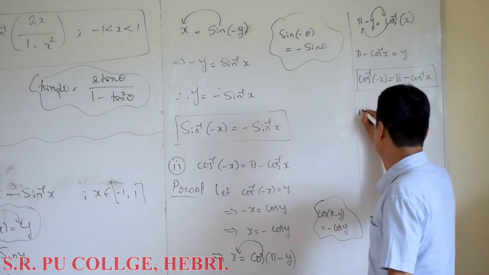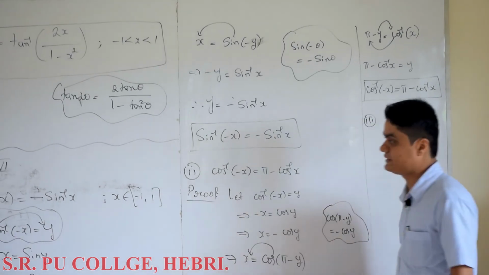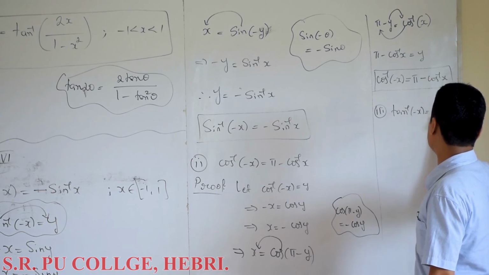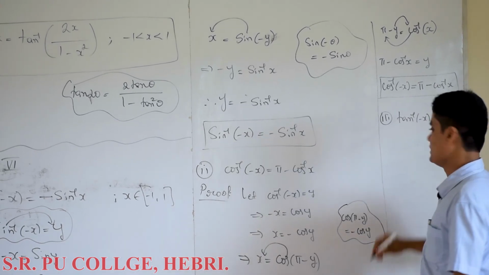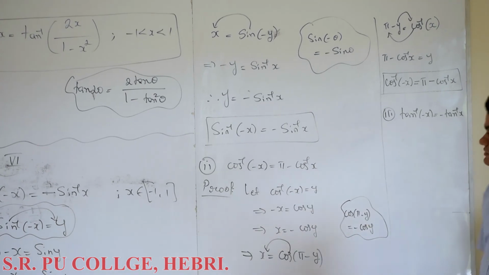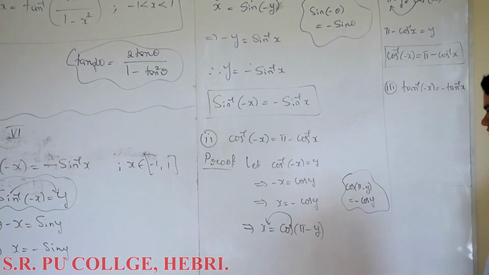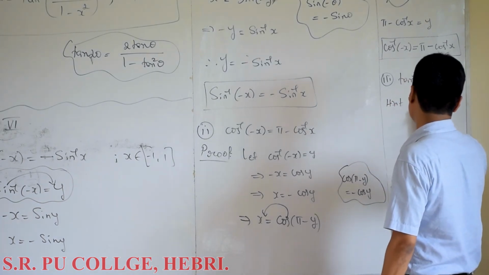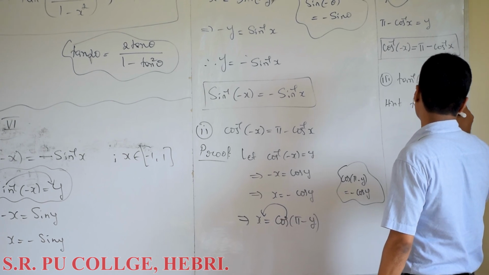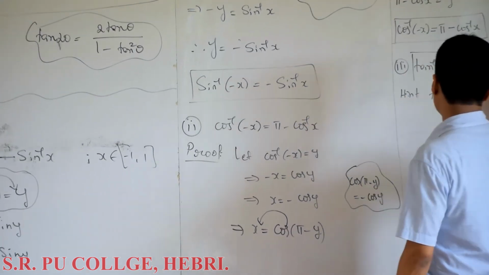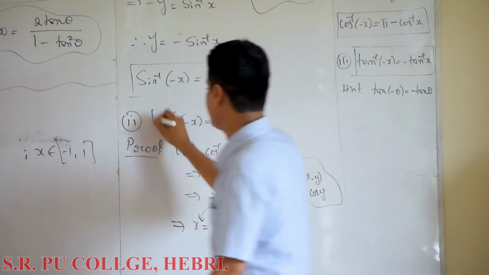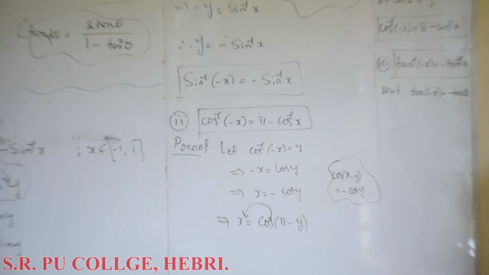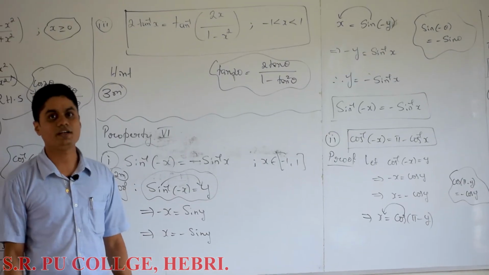The third property in this set is tan inverse of minus x is equal to minus tan inverse of x. This proof is the same as that of the first set, that is sin inverse of minus x is equal to minus sin inverse of x. Using this hint, that is tan of minus theta is equal to minus tan theta, you should try this. But remember, all these 3 statements are very important for problem purposes. So these are the 6 different sets of properties of inverse trigonometric functions.